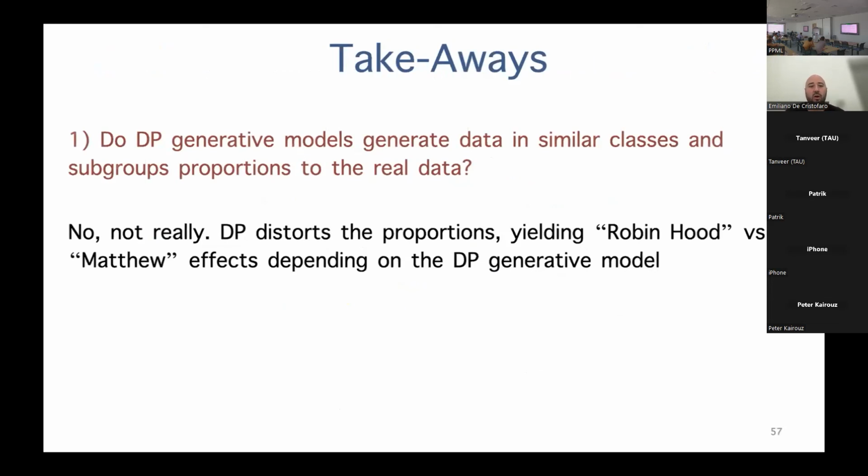Overall, we show through these various experiments that differentially private generative models do not really generate data in similar class and subgroup proportions to the real data.